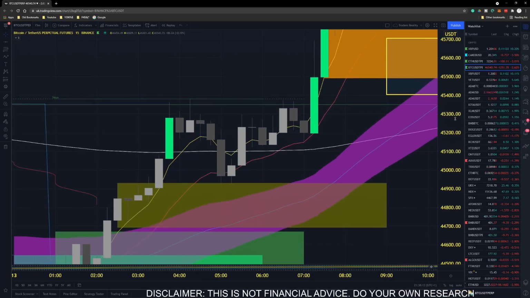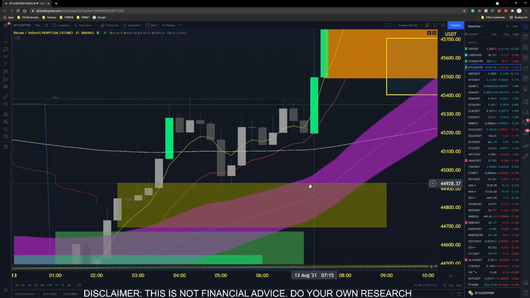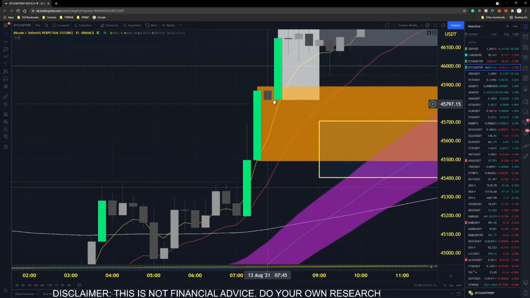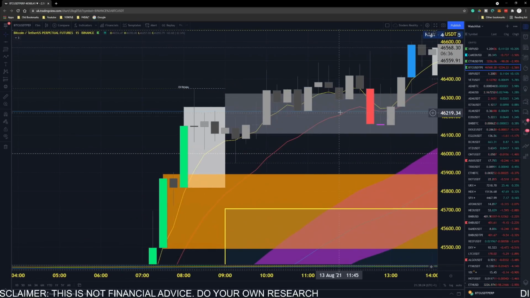Could I get any more? Look at that. It pins it. Bang, shifts away from the zone. Now look, expansion. Things are going to start to change because it hasn't even touched the 13 EMA.